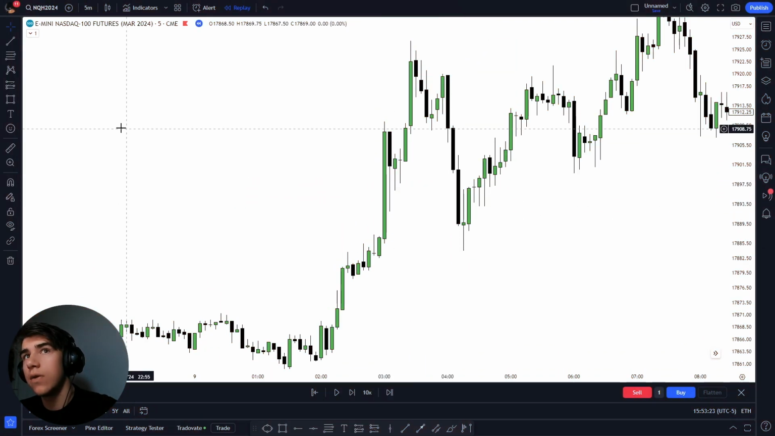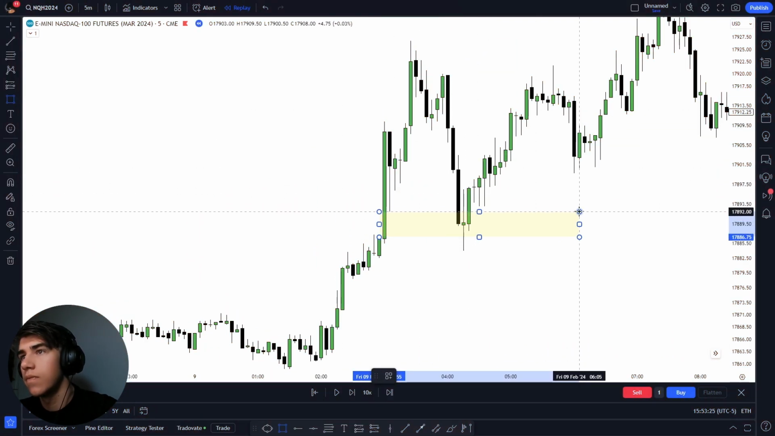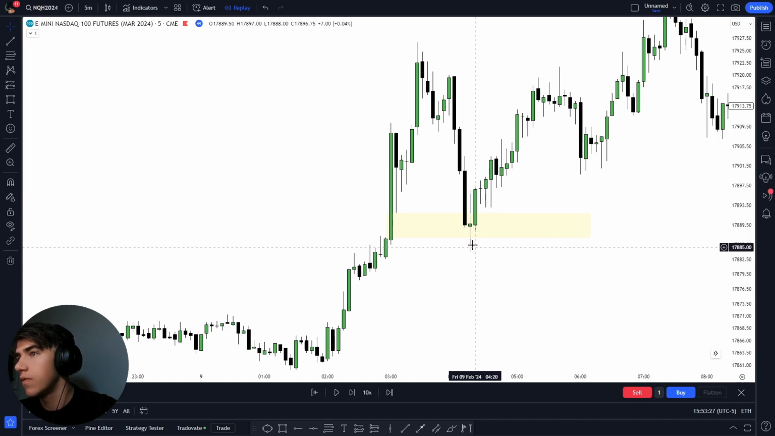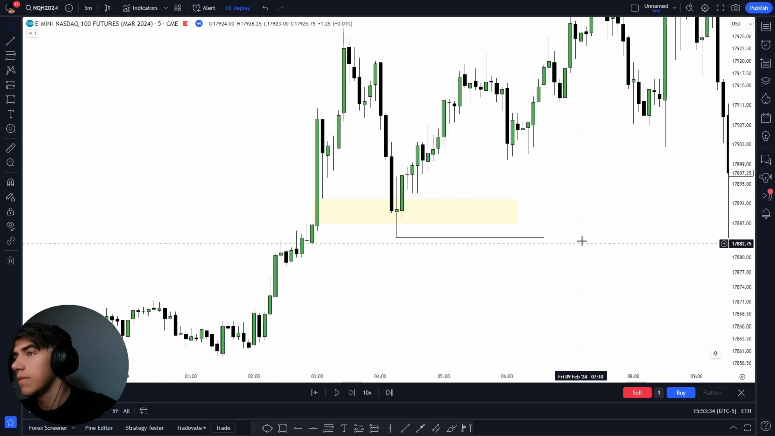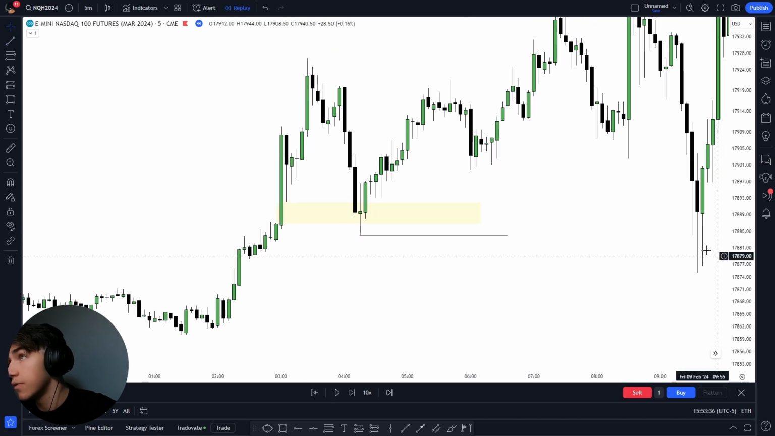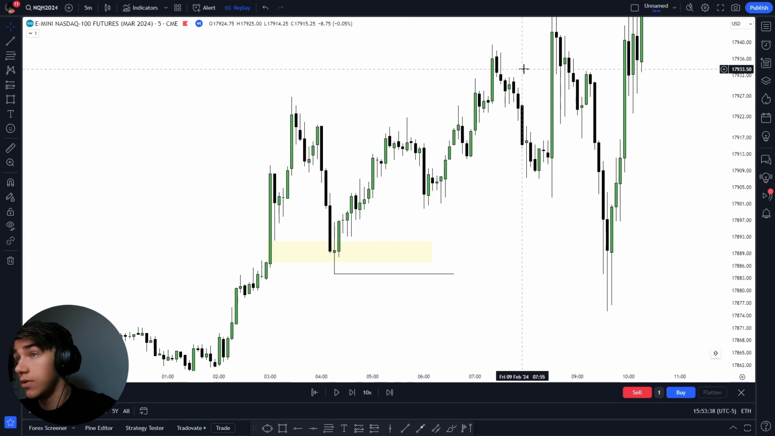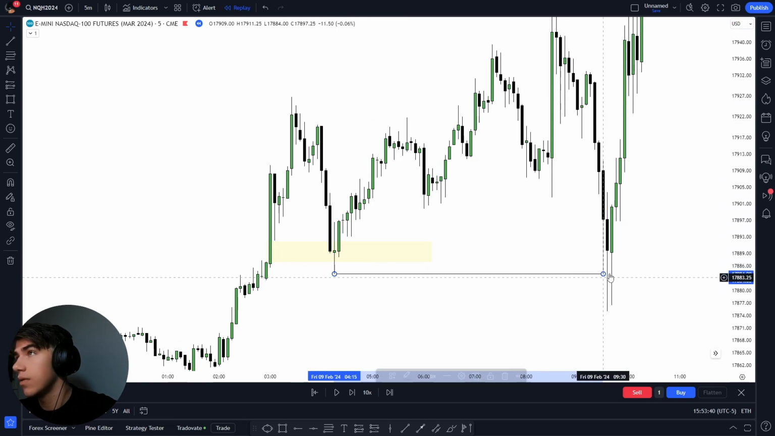Again, we see it right here. We have an imbalance here. Price comes down, fills that imbalance, and then creates a swing low. And this is what we call an intermediate term low, right? Probably the best spot to place your stop. As you can see, we had a huge rally, and this low wasn't taken out until right here.